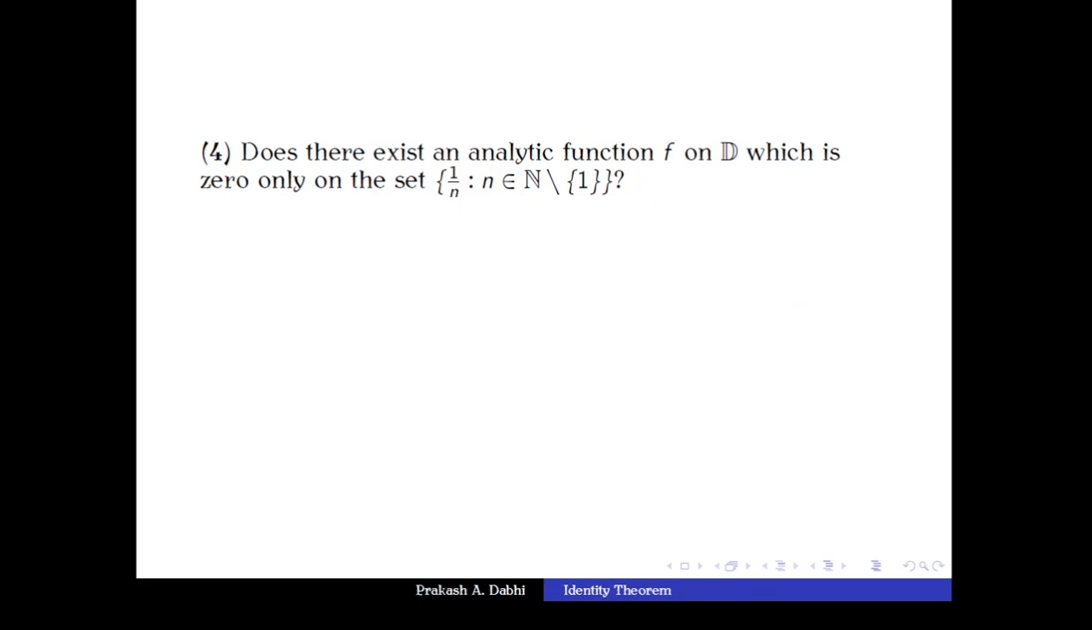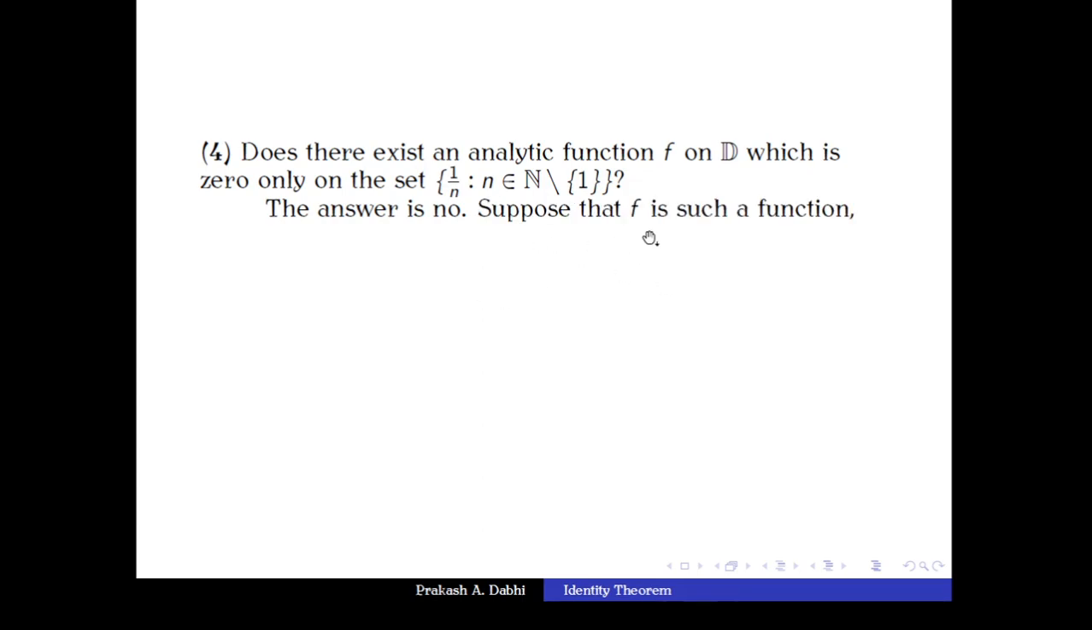Okay, so next example, does there exist an analytic function f on the open unit disk which is 0 only on the set 1 upon n, n belongs to N? In fact, we show that there is no such function. So the answer is no. Now let us see a solution.